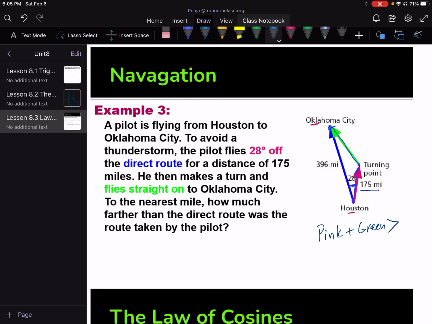The question's asking how much farther than the direct route was the route taken by the pilot. So pink plus green is what he took. This is greater than the blue route for sure. They're asking by how much. So I have to find the green route. This is the question mark. We don't know how much he traveled once he turned around. Once I find this green route, then I can add the pink and the green and then subtract 396 from the sum to find how much farther he had to go.